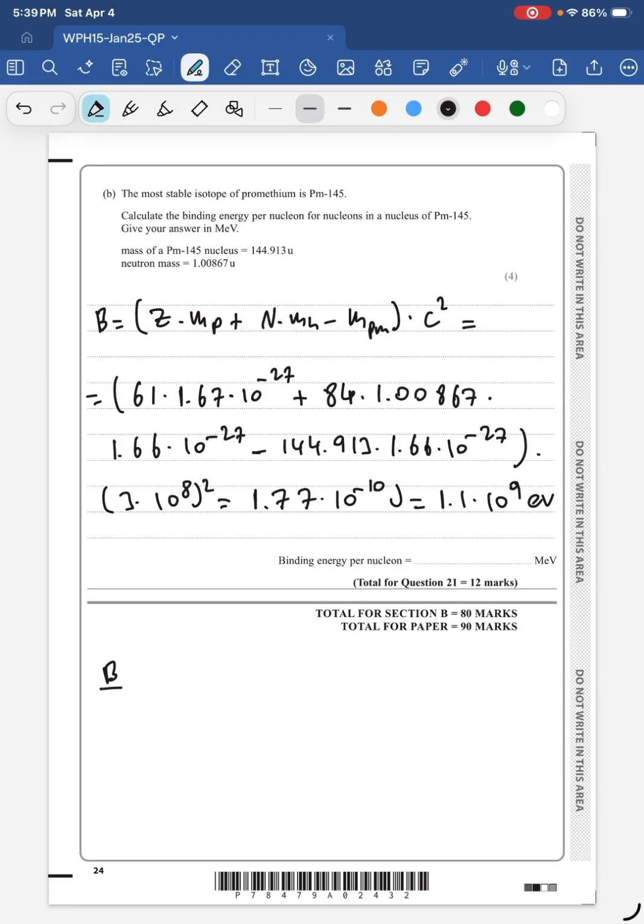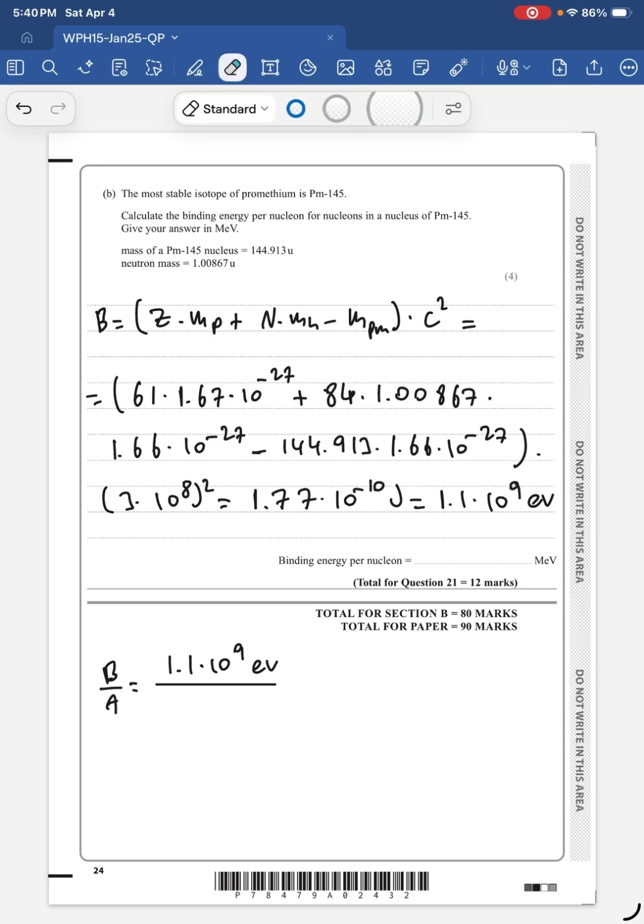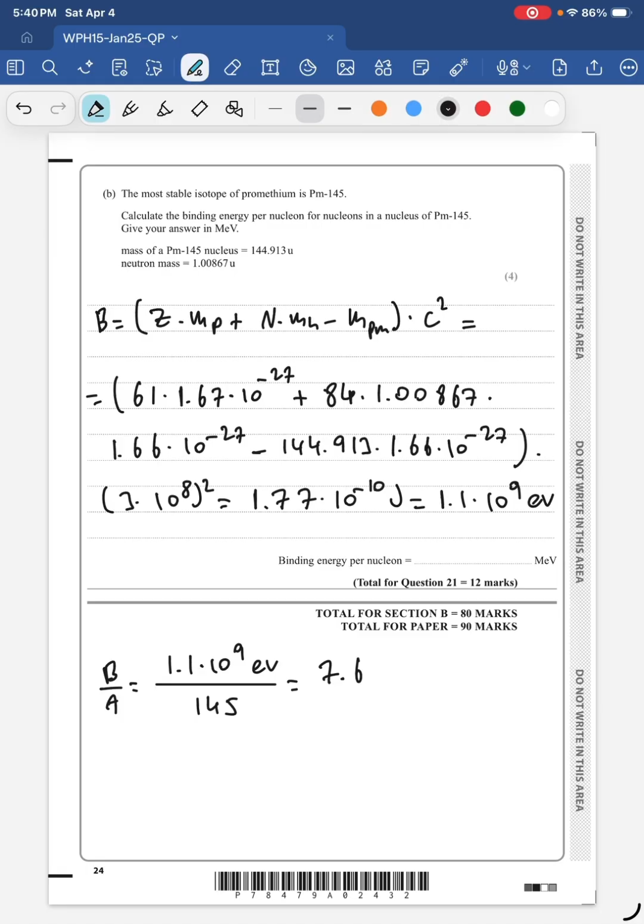Now the binding energy per nucleon is this quantity we just calculated, 1.1 times 10 to the 9 electron volts, over 145, which is the mass number. So this yields 7.62 times 10 to the 6 electron volts per nucleon, which is 7.62 MeV per nucleon.